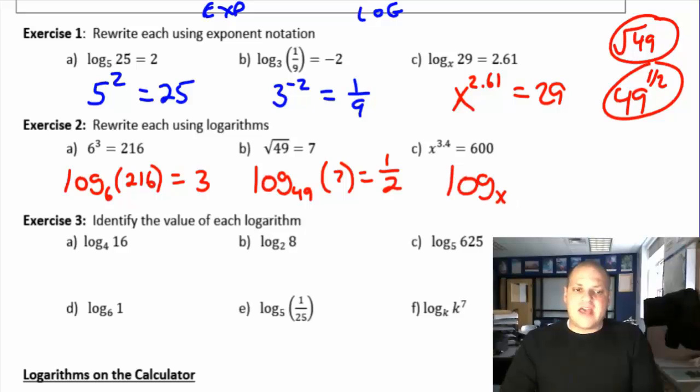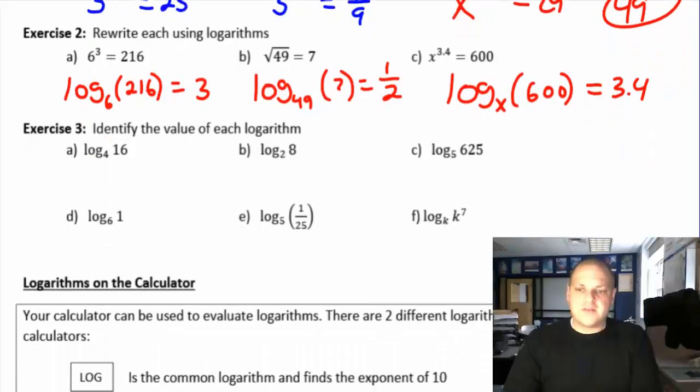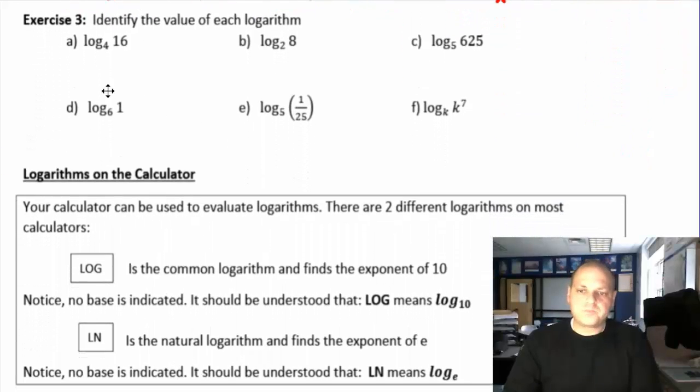Log base x of 600 equals 3.4. You really have to think about what you're doing here, guys, as usual. Identify the value of each log. So now we're actually going to do it.